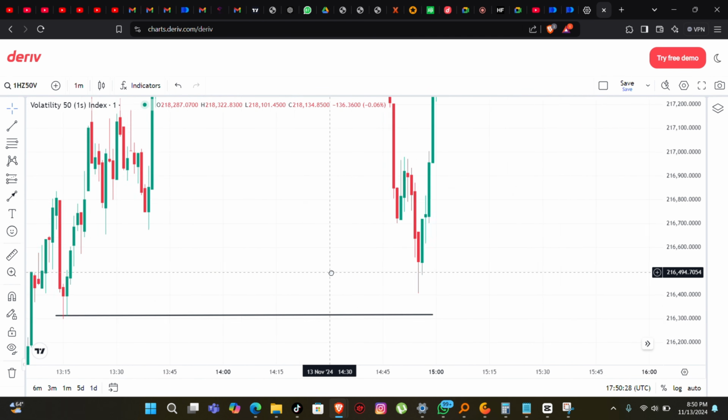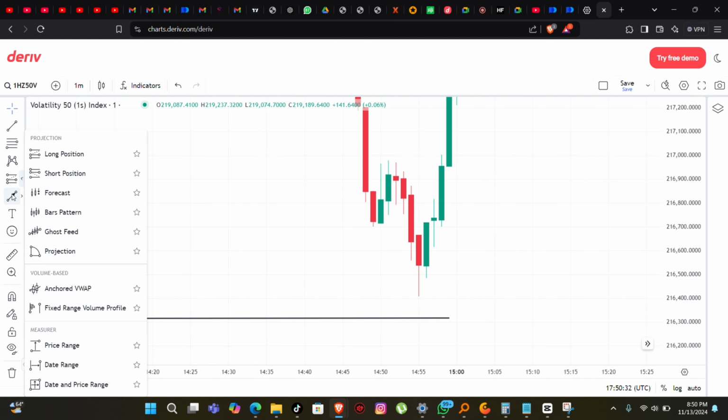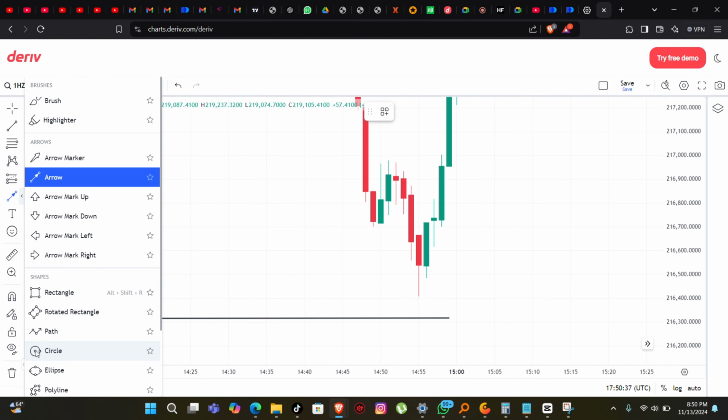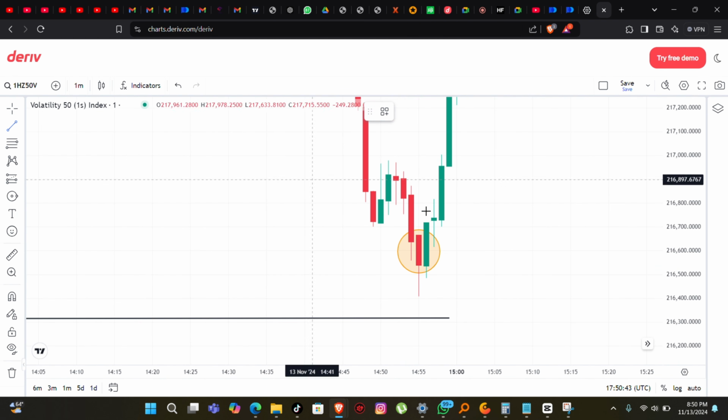So this is basically what happened. The market came back here, and then what it has formed here is a bullish engulfing. So it has formed a bullish engulfing here. So you are supposed to get in on the next candlestick.